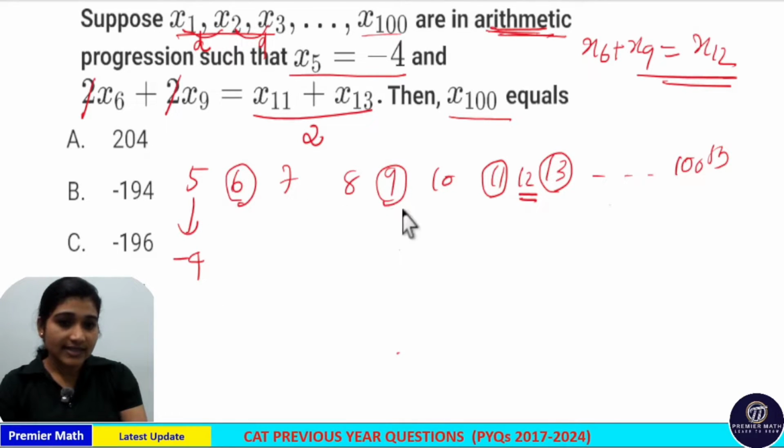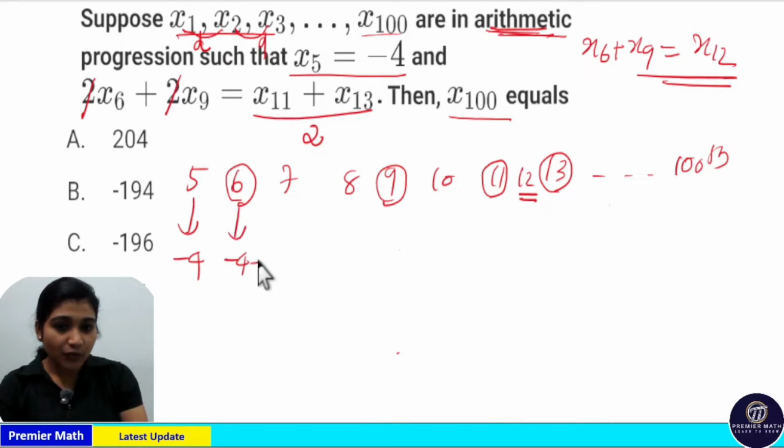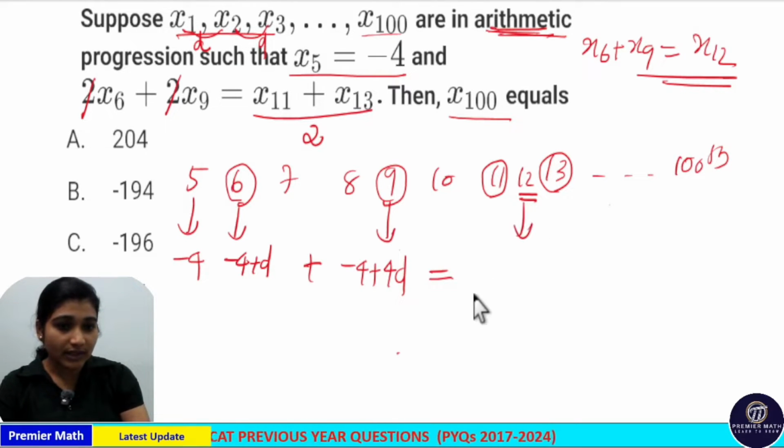Here, as these are in AP, arithmetic progression, difference between each term take it as D. So, 6th term I can write as minus 4 plus D. Then 9th term I can write as minus 4 plus difference between 9th and 5th term, which is 4D. So, minus 4 plus D plus minus 4 plus 4D equal to 12th term. 12th term I can write as minus 4 plus difference between 12th and 5th term, that is 12 minus 5, 7D.